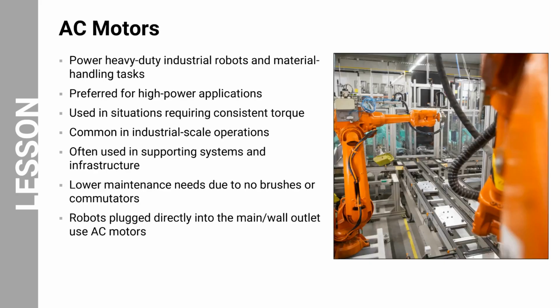Let's begin with alternating current motors, also known as AC motors. AC motors power heavy-duty industrial robots and material handling tasks. They are used in high-power applications that need consistent torque. These motors are common in industrial-scale operations and supporting systems. They need less maintenance since they have no brushes or commutators. AC motor robots can plug directly into wall outlets, making them practical for industrial use.